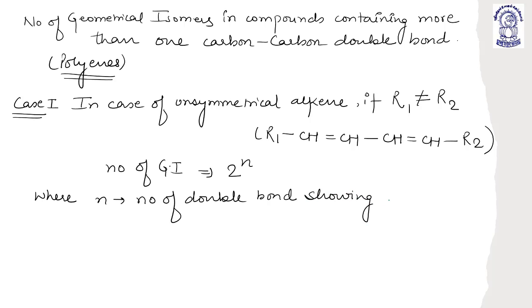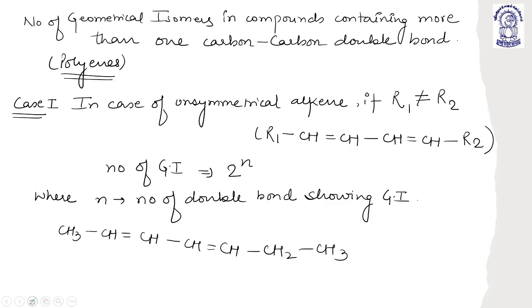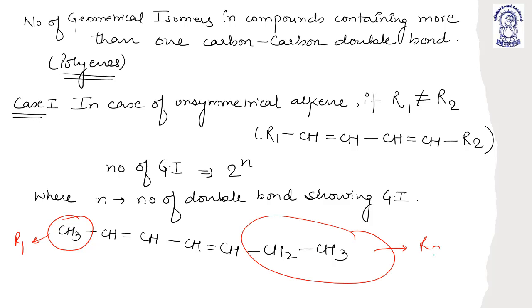For example, CH3 CH double bond CH, CH double bond CH, CH2 CH3. One is ethyl and one is methyl. You can see this is R1, this is R2. Both the groups are different. So the number of geometrical isomers will be 2 to the power 2, that is 4. Now, case 2.